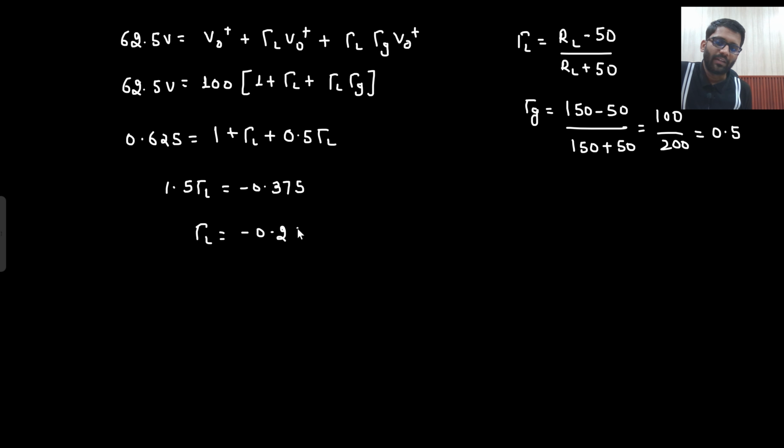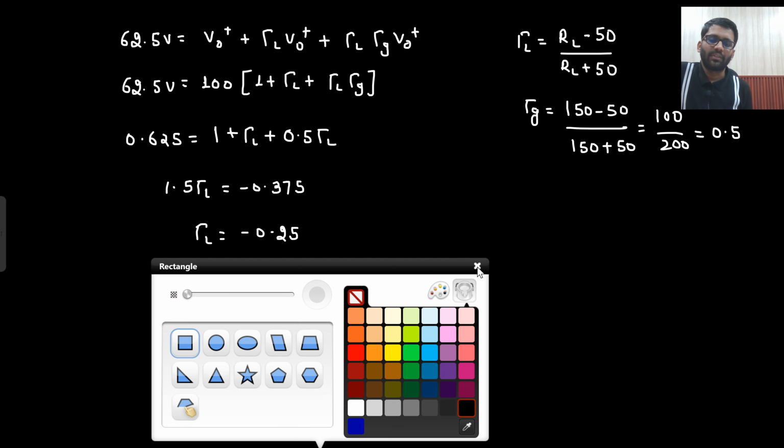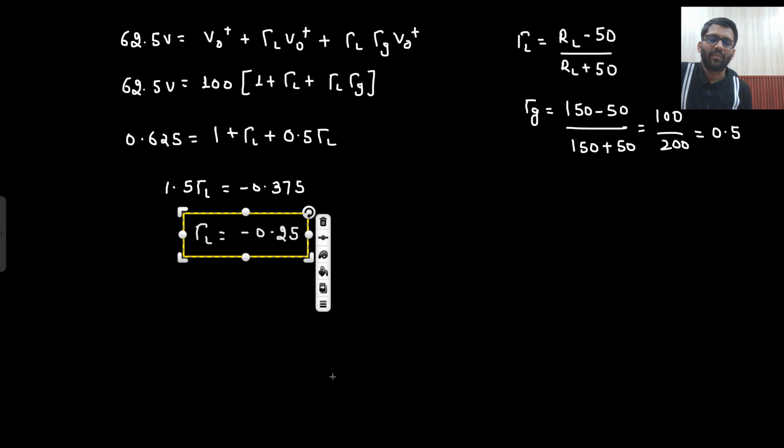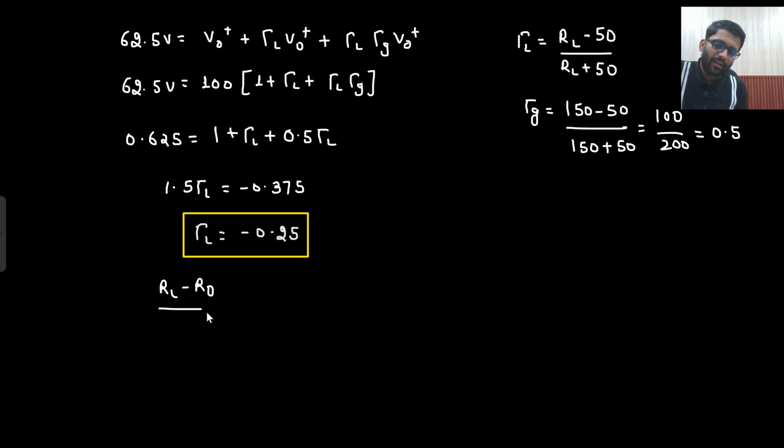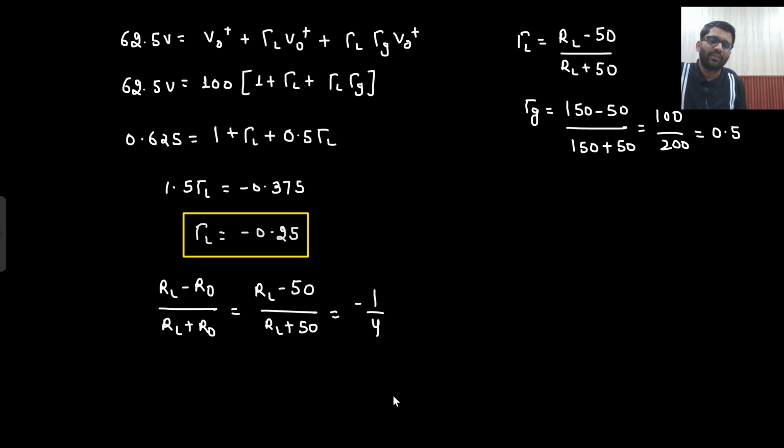So this is minus 0.25. This is the value of gamma L. But this is not what we need to find. We need to find (RL minus R naught) upon (RL plus R naught). That means (RL minus 50) upon (RL plus 50), and that is equal to minus 1 by 4, because minus 0.25 is minus 1 by 4 only.